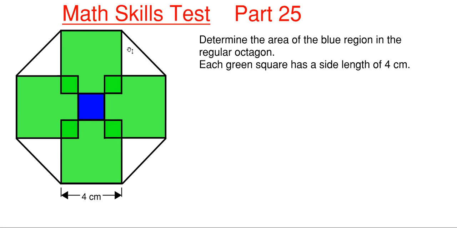So this will be our 25th part in the series, and what we have going on here is that we have to determine the area of the blue region inside this regular octagon here. So we're looking for this little blue squarish thing right here. We are also told that each green square has a side of 4 centimeters.